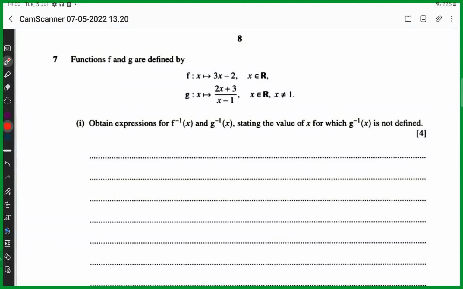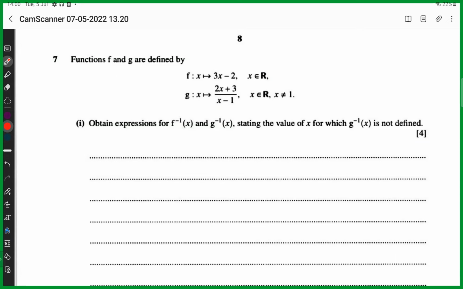Okay. All right. Now, question number 7 of this exam says functions f and g are defined by. Okay, that's just a way of writing down f of x and g of x. F of x is 3x minus 2 and x belongs to the set of real numbers. Now, when they just write this much, it means you have the entire number line. You have every number of the number line as your domain. Okay, you have positive numbers, you have negative numbers, you have zero, you have decimal numbers, every number that is there on the number line. So that is what it means.